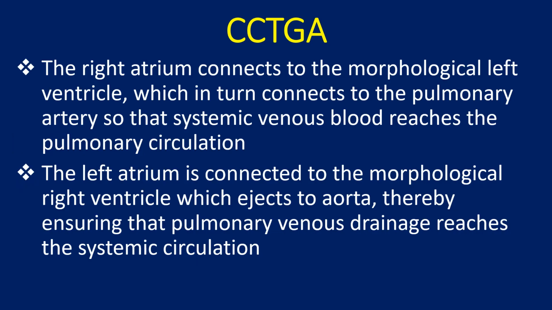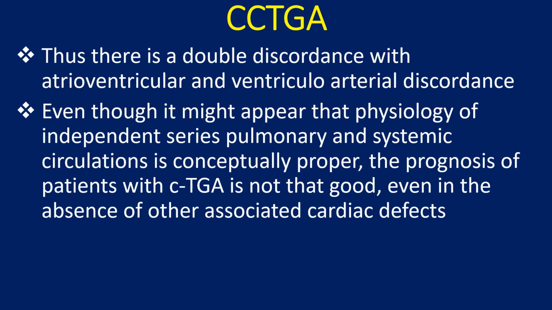The right atrium connects to the morphological left ventricle, which in turn connects to the pulmonary artery so that systemic venous blood reaches the pulmonary circulation. The left atrium is connected to the morphological right ventricle, which ejects to the aorta, thereby ensuring that pulmonary venous drainage reaches the systemic circulation. Thus, there is a double discordance with atrioventricular and ventriculo-arterial discordance, even though it might appear that the physiology of independent series pulmonary and systemic circulations is conceptually proper.